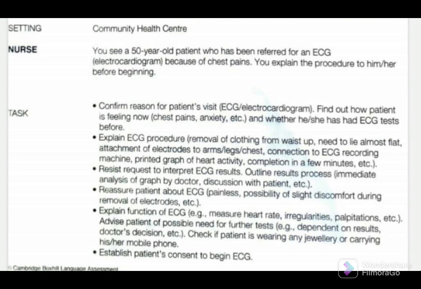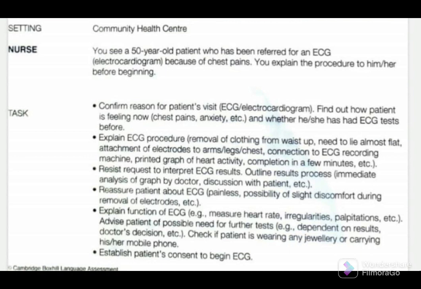You are a 50-year-old patient who has been referred for an ECG because of chest pain. You explain the procedure to him or her before beginning. So this is the scenario, and this patient actually came for an ECG. But before proceeding with the procedure, you want to explain some more details about the procedure to the patient. So this is the scenario, and how can we start the introduction?